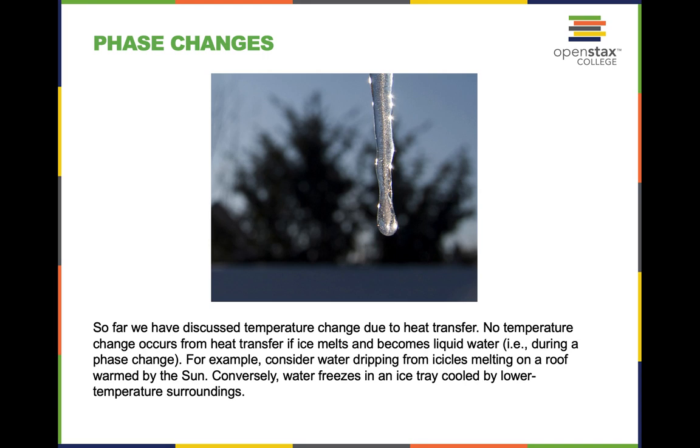Okay, so now into phase changes. So far we have discussed temperature change due to heat transfer. No temperature change occurs from heat transfer if ice melts and becomes liquid water, i.e. during a phase change. For example, consider water dripping from icicles melting on a roof warmed by the sun. Conversely, water freezes in an ice tray cooled by lower temperature surroundings.